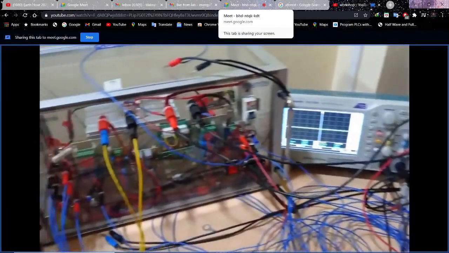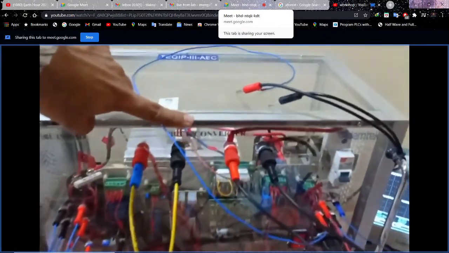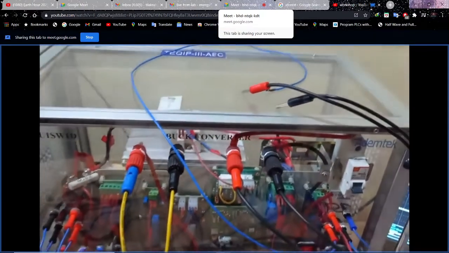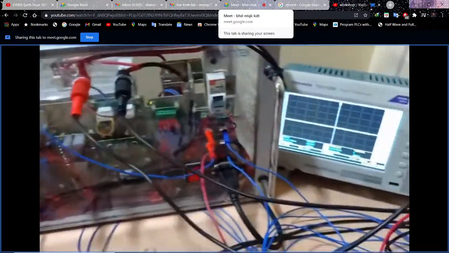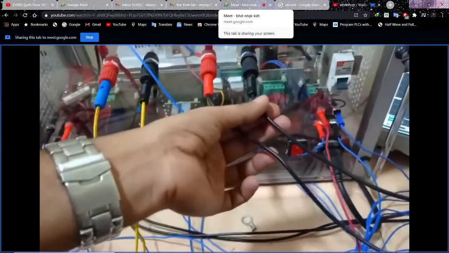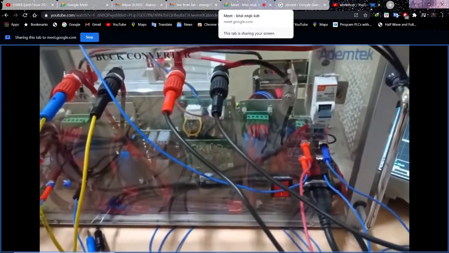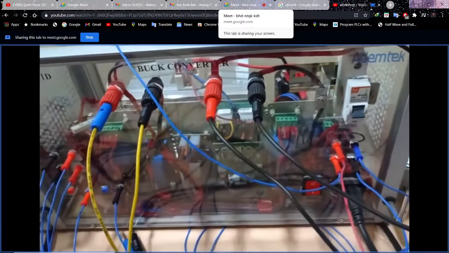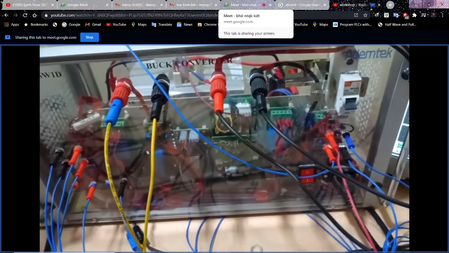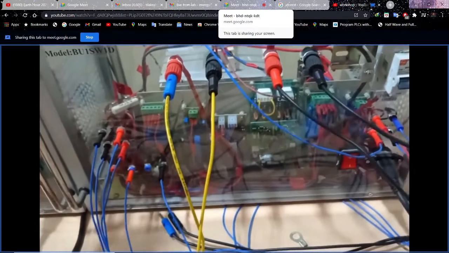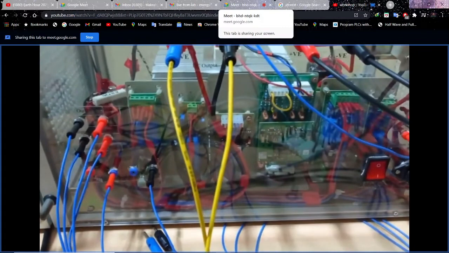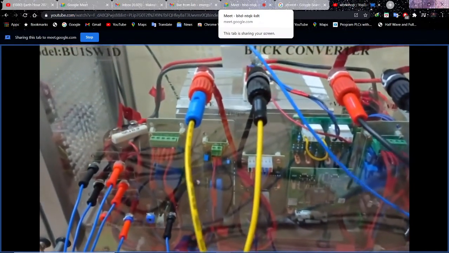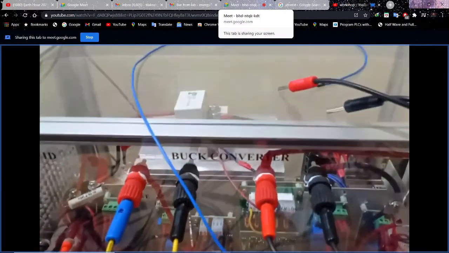This is the buck converter which we are going to test. Initially we will keep the duty cycle at 0, then go on increasing the duty cycle. At the input we are giving the battery voltage, that is 64 volt. At the output we can get a maximum of around 64 volt, not more than that. If the duty cycle is 0, we will get 0 volt. Now we will show how we increase the duty cycle and check the output voltage along with it.